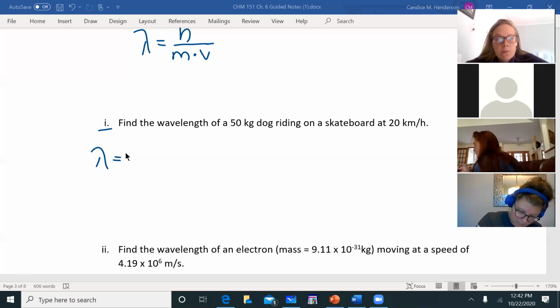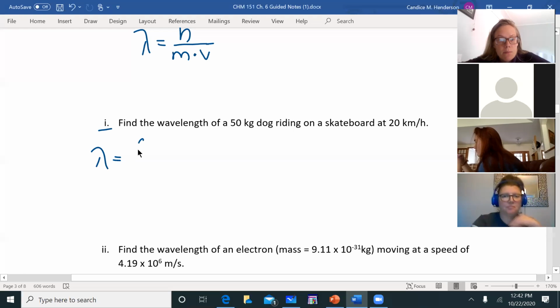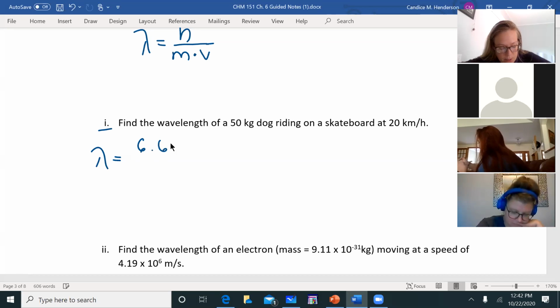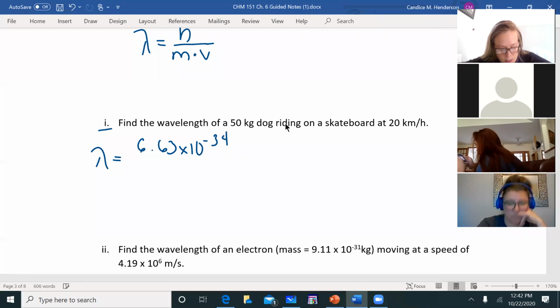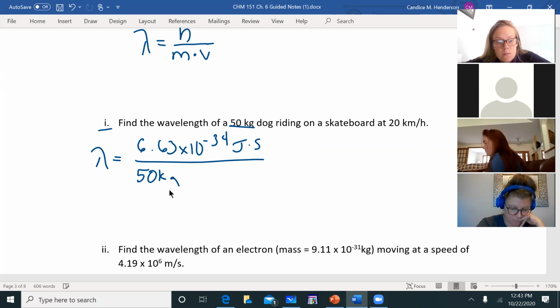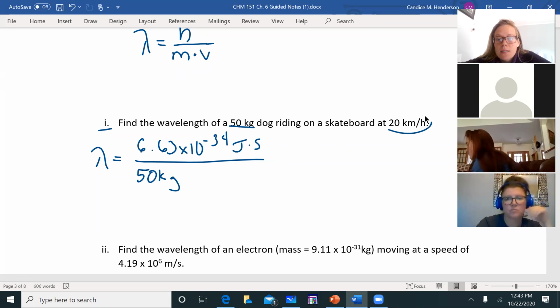Okay, so for this one, we are going to take Planck's constant on the top, which is going to be the same number every time, 6.63 times 10 to the negative 34, and that's going to be in joule seconds. Mass is going to be in kilograms, and that's good there. So we've got our 50 kilograms. The thing we have to change is this velocity. So this is in kilometers per hour. We need to change that into meters per second.